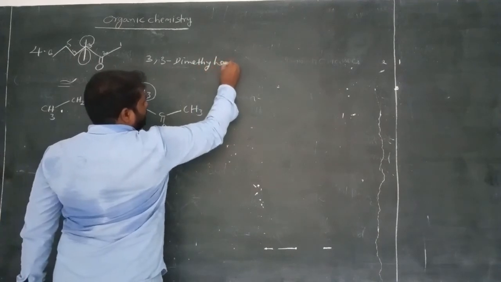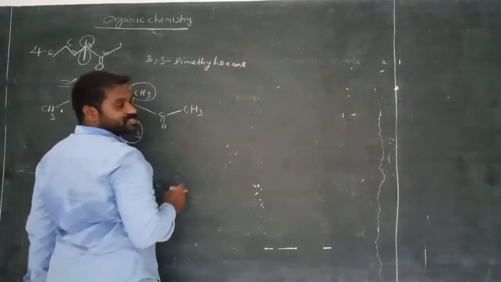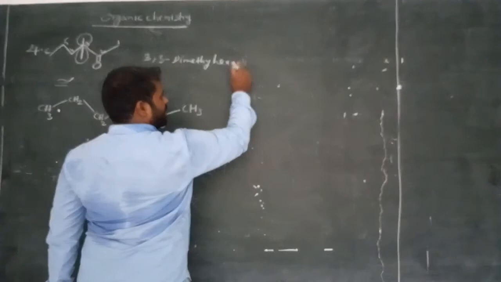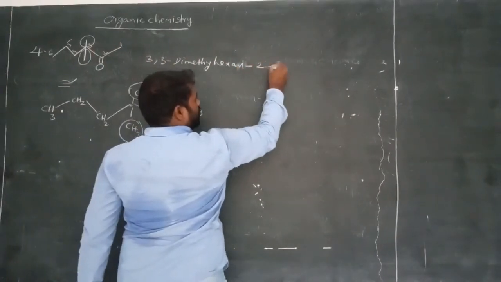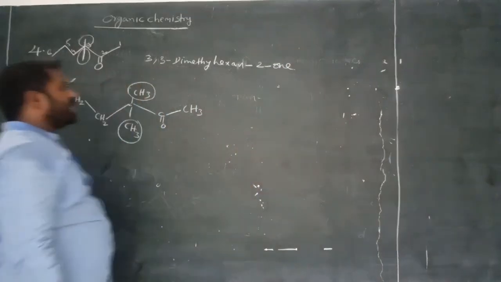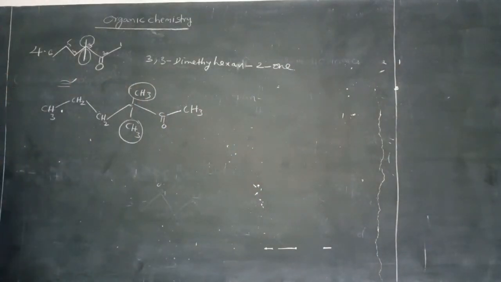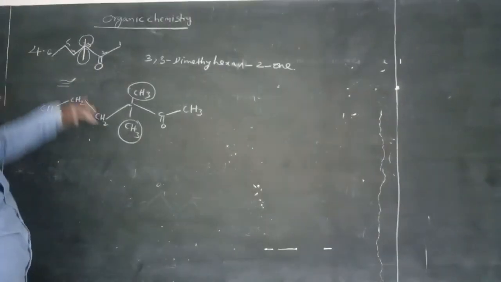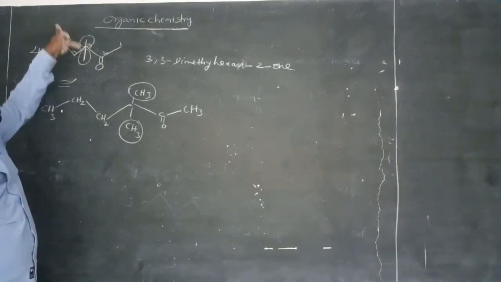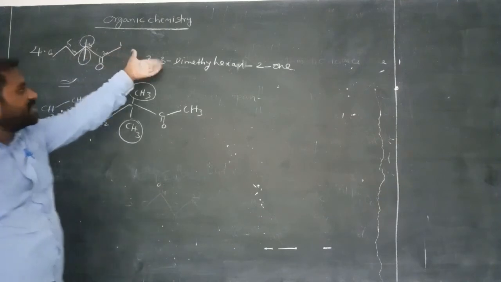dimethyl. The longest chain consists of 6 carbons, so hexane, remove this E, hexane. Keto group on the second carbon, 2-one. Clear? 3, 3 dimethyl, hexane, 2-one. Already with the naming order: primary prefix, secondary prefix. In the secondary prefix there are 2 substituents, methyl groups. So write 3, 3 dimethyl.